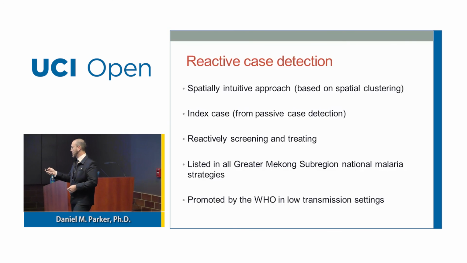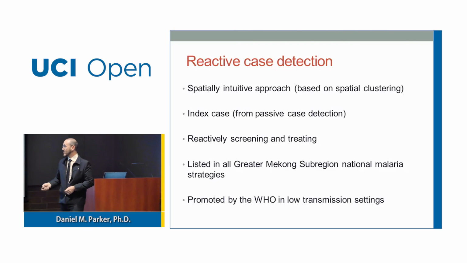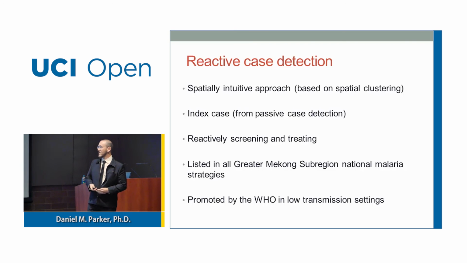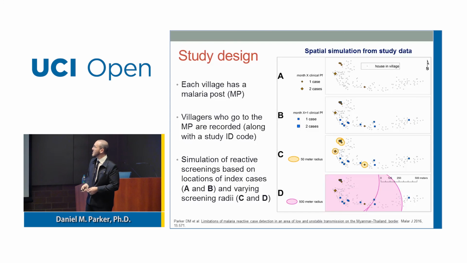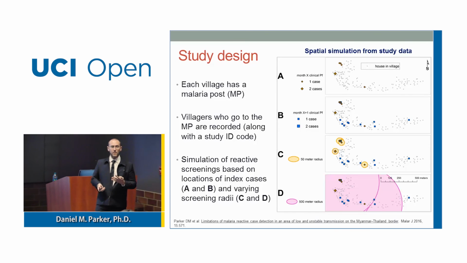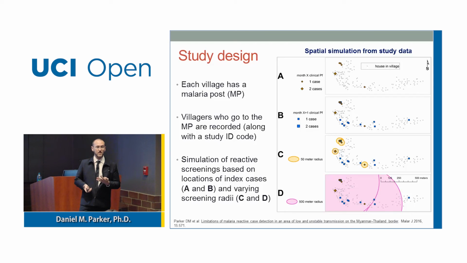It's listed in all the greater Mekong sub-region national malaria strategies, and this approach has been promoted by the World Health Organization specifically for low transmission settings as a tool for elimination. And so what we wanted to do was use our empirical data from these 4 study villages to see if reactive case detection would have worked had we used it.